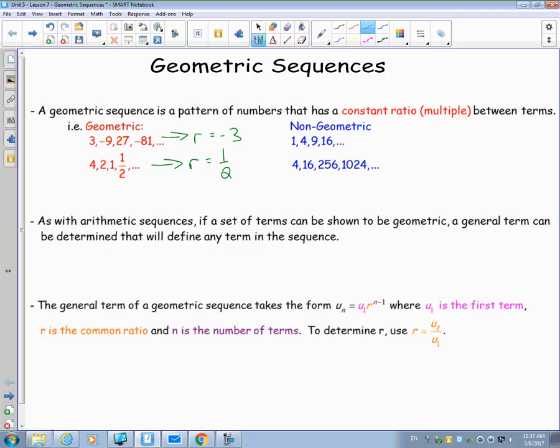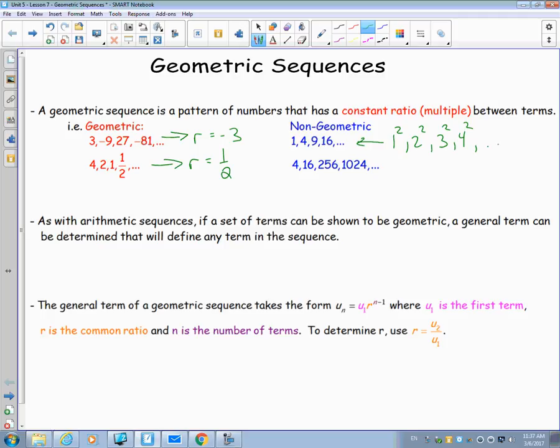Non-geometric sequences, they may have a pattern to them. So for example, this one here involves exponents. 1 squared, 2 squared, 3 squared, 4 squared, and so on. Well, those aren't a constant multiple. You can't multiply by the same number each time to go from 1 to 4 to 9, and so on.